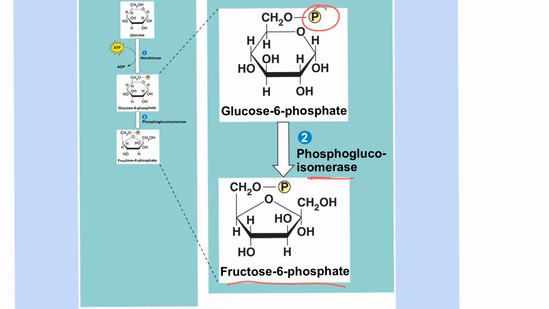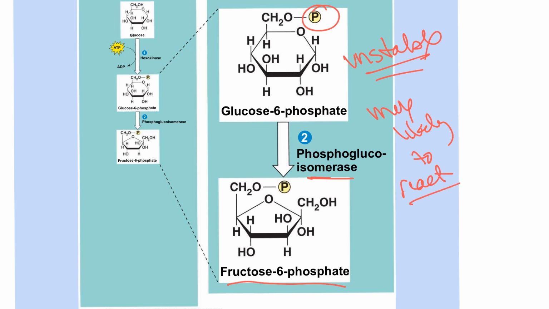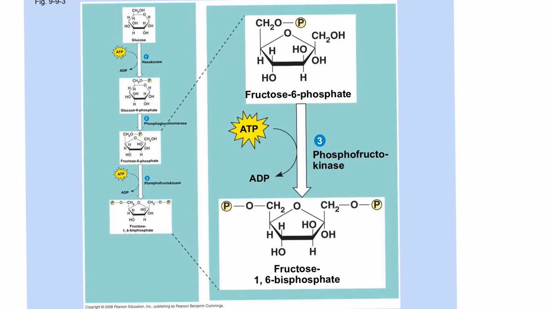Remember, when you phosphorylate something, you make it a little more unstable. When you make it more unstable, you make it more likely to react. And so that's why the cell is doing this. It's phosphorylating, so it's more able to react.